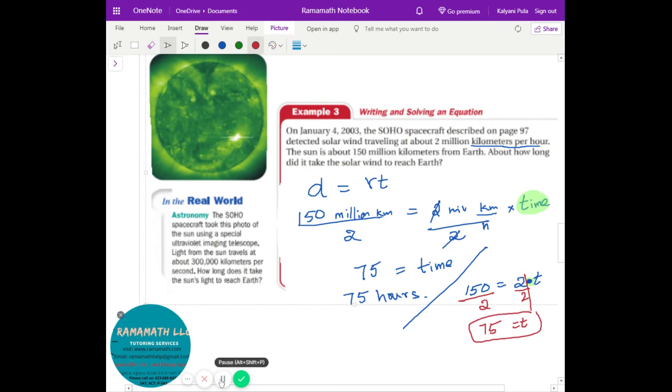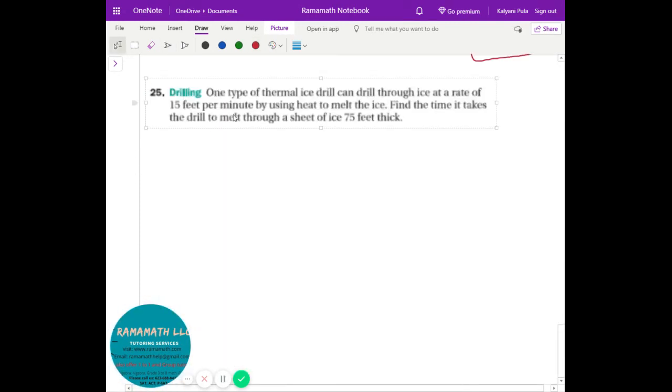Okay. Question. It's about drilling. One type of thermal ice drill can drill through the ice at the rate of 15 feet per minute by using heat to melt the ice. Find the time it takes to melt through a sheet of ice 75 feet thick. So the ice is 75 feet thick, and we know it melts 15 feet per minute. We need to find out how long it's going to take to melt 75 feet of thickness of ice. Let's try this one.